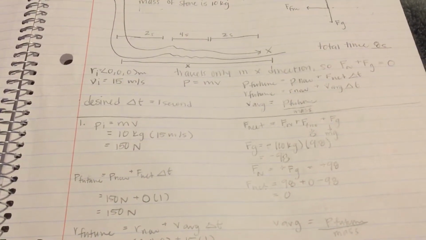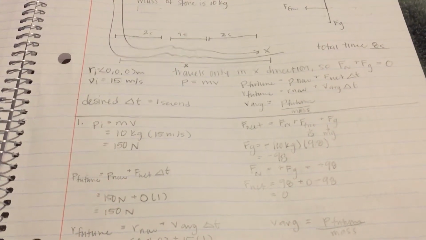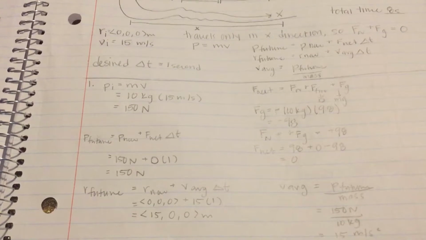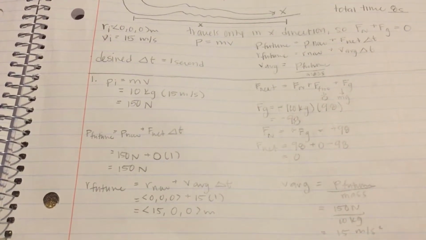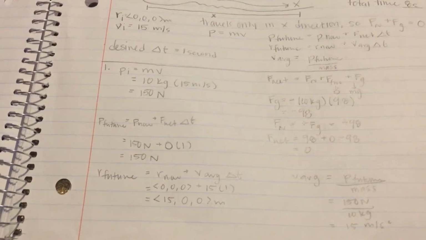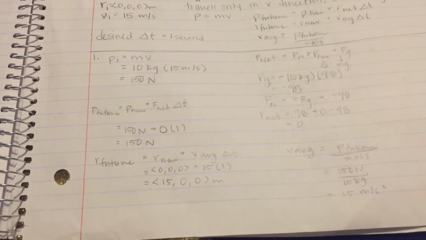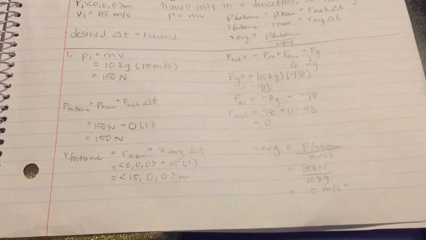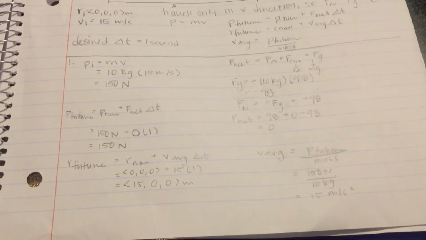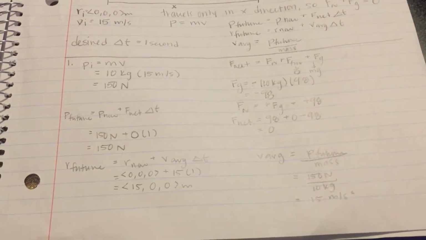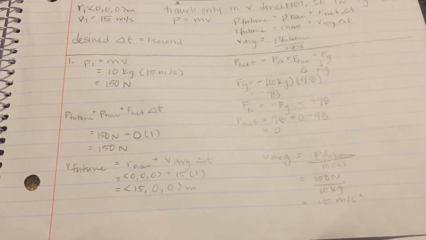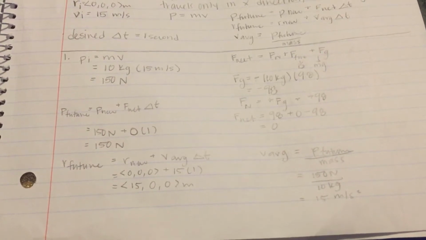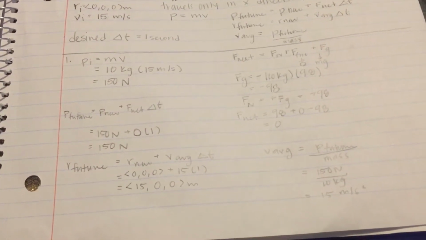So when we take the mass times the velocity, we get an initial momentum of 150 newtons. And so we take the initial momentum and we add it to the net force times the delta t, and we get a future momentum of 150 newtons. Then to get the V average, we take the future momentum divided by the mass, which gives us an average of 15 meters per second. Then we take the current position and we add it to V average times delta t, and we get a future position of 15 meters.